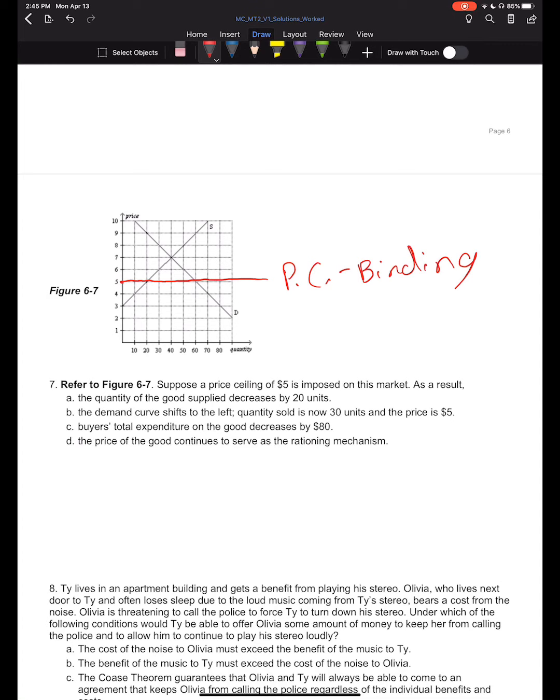Okay. And we can get a few things from this, right? The quantity supplied is 20. The quantity demanded is 60. When a price ceiling binds, it causes a shortage, which is equal to the quantity demanded minus the quantity supplied. So we get our shortage here is 60 minus 20. We have a shortage of 40.